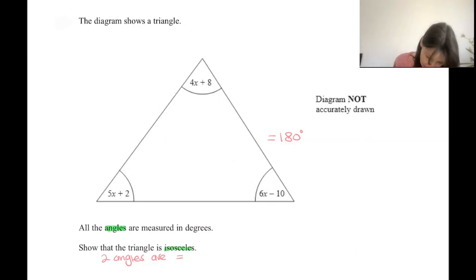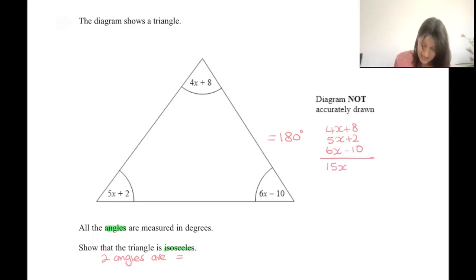So I'm going to do 4x plus 8, 5x plus 2, 6x minus 10. I'm going to add up all my x's. I've got 15 x's, and then I'm going to add up all my numbers.